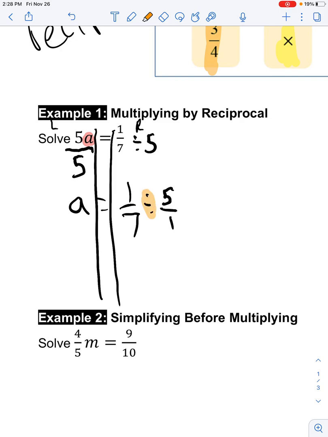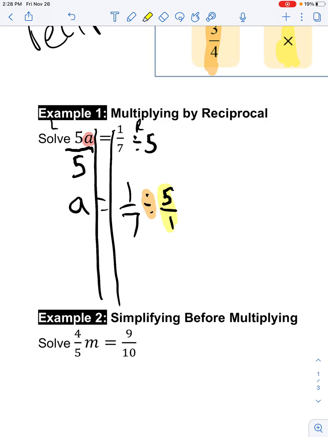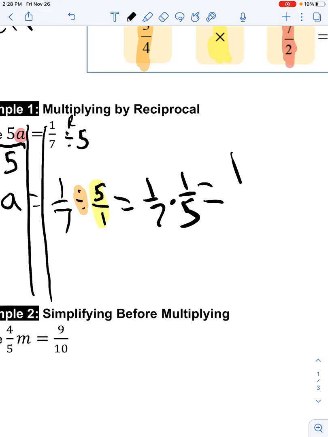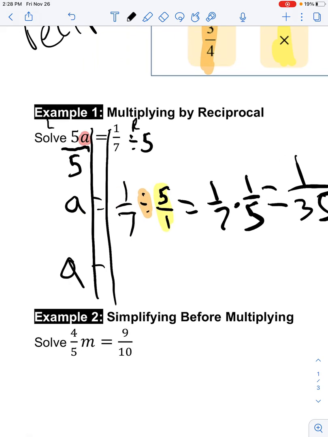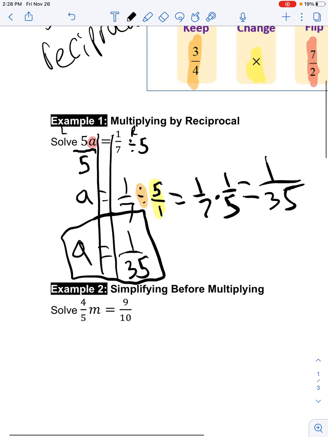Now I need to use keep, change, flip, or multiplying by the reciprocal, to flip-flop these two. So I'm going to rewrite it as 1/7 multiplied by 1/5. 1 times 1 is 1, 7 times 5 is 35. So a equals 1/35.